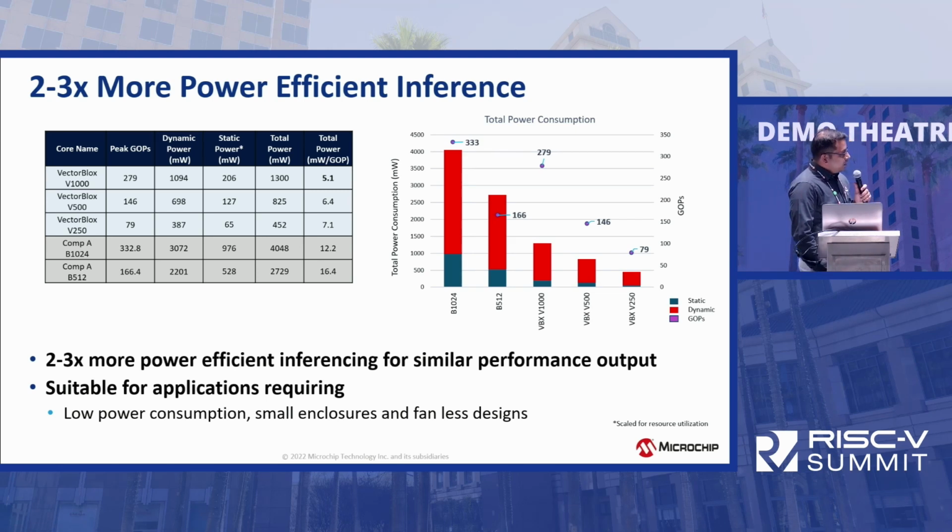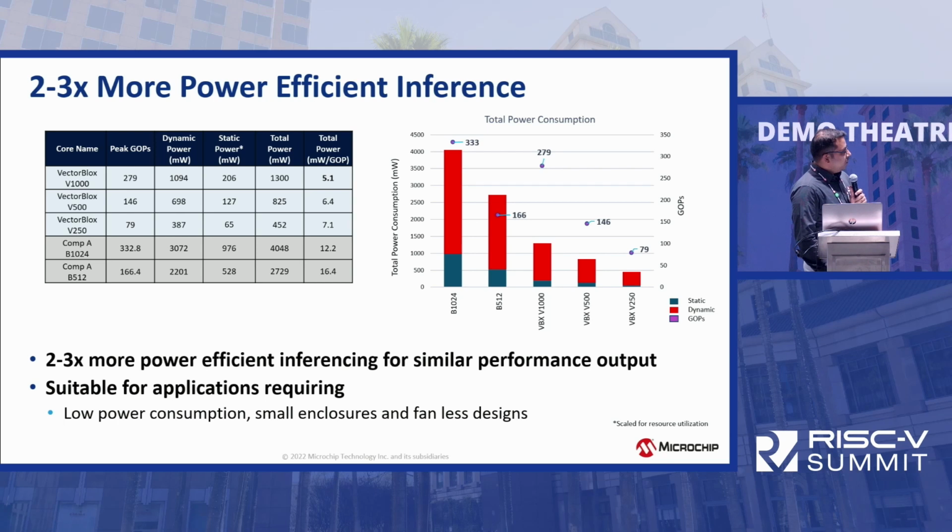The next 3 little bars that you see on the right are from our solution, the vector blocks running on our PolarFire SoC FPGA. We have the V1000, V500, and V250. Based on the performance requirements of your system, you can pick one and select.